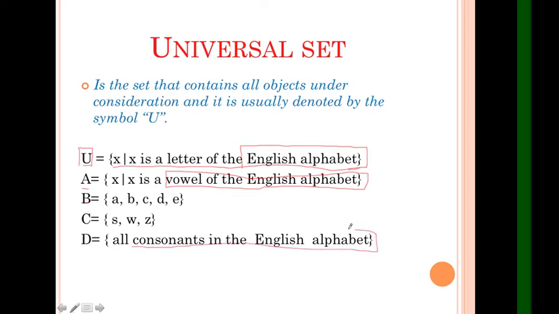So, kung titingnan natin, lahat ng ito under sila ng universal set ng English alphabet natin. Ang ating universal set ay ang English alphabet at ang kanyang mga subsets ay ang set A, set B, set C at saka set D. So yun ang universal set. Yun ang tinutukoy sa definition na ito.